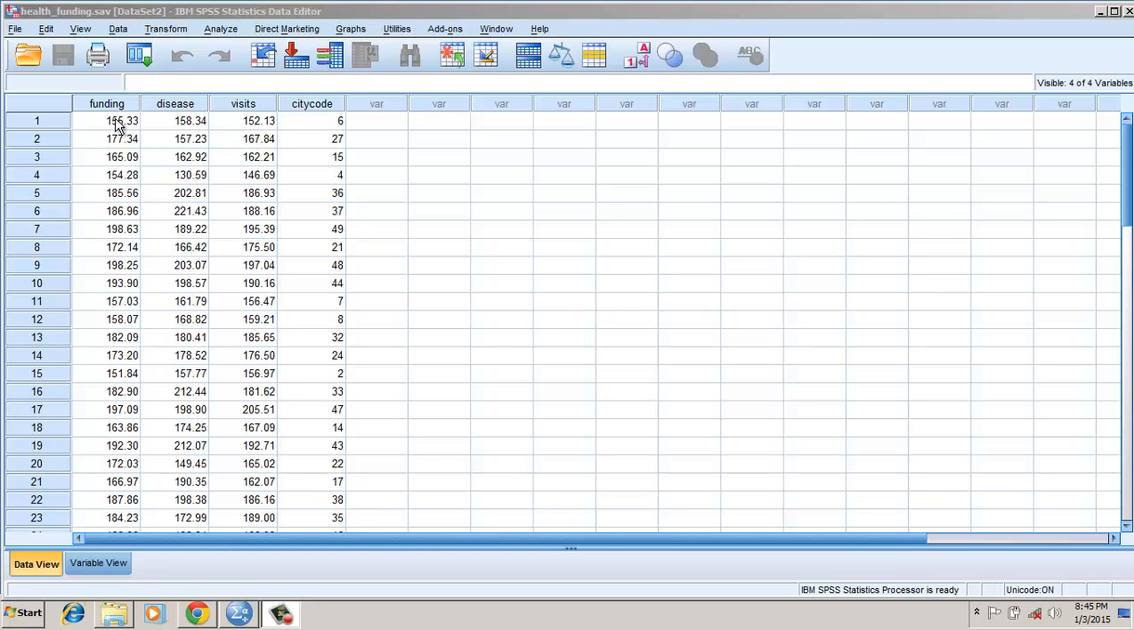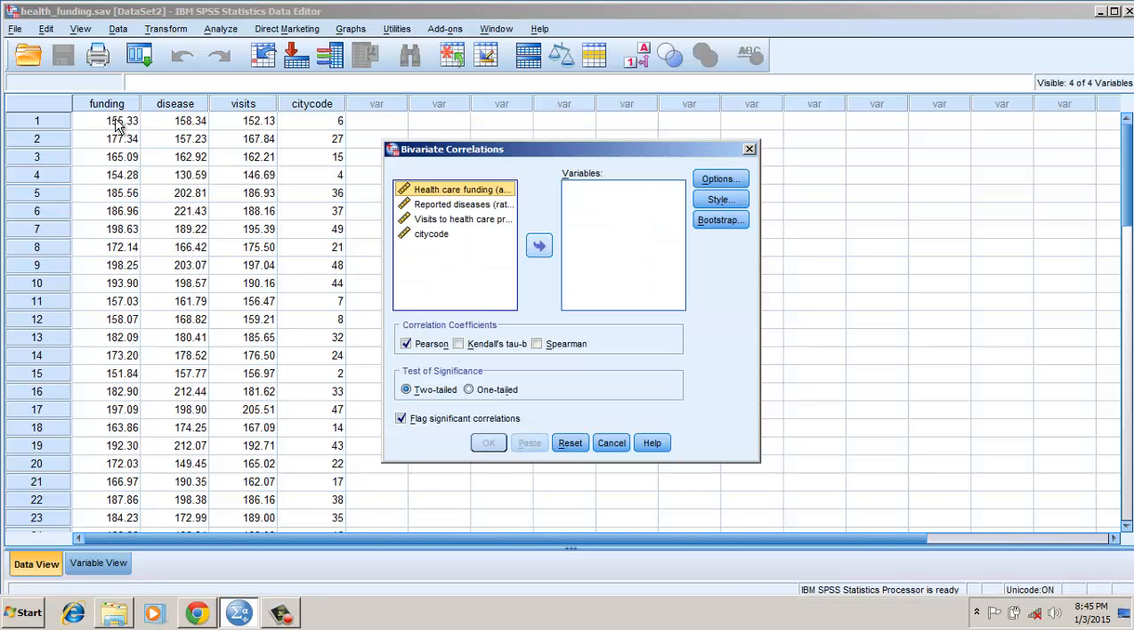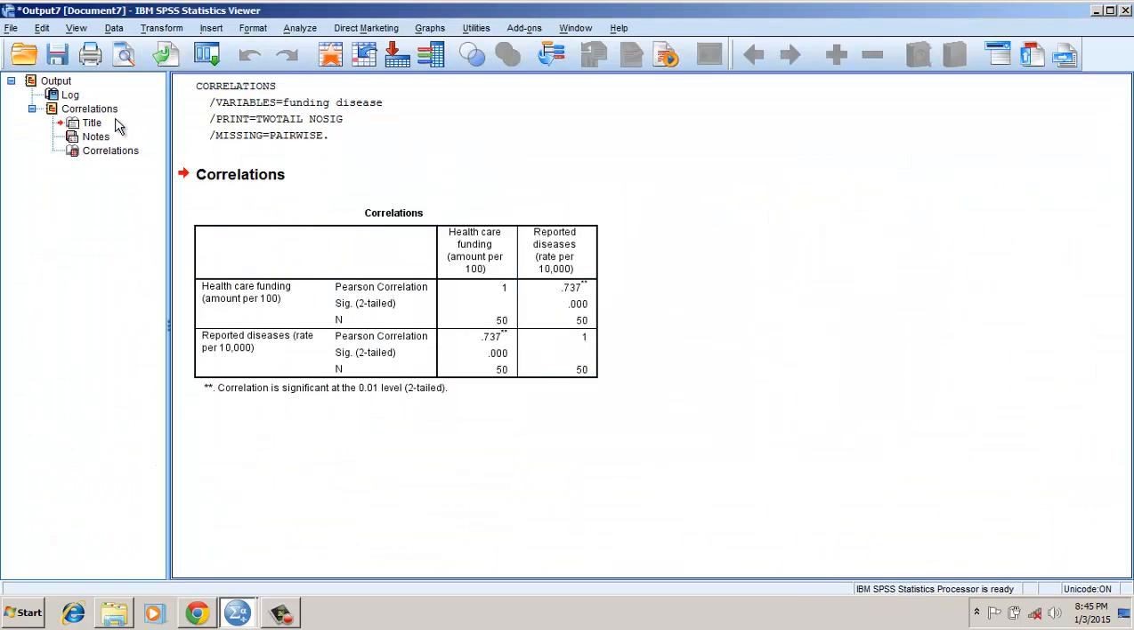I need to find the relationship between the funding and the amount of disease reported. But I expect that there is no correlation. Let's check it out. I go to correlation, bivariate. I put in the healthcare funding and the reported results. I expect that there will not be any correlation. However, to my surprise, I see a huge amount of correlation. That's around 0.7, and it is naturally significant. This sort of correlation I never expected.